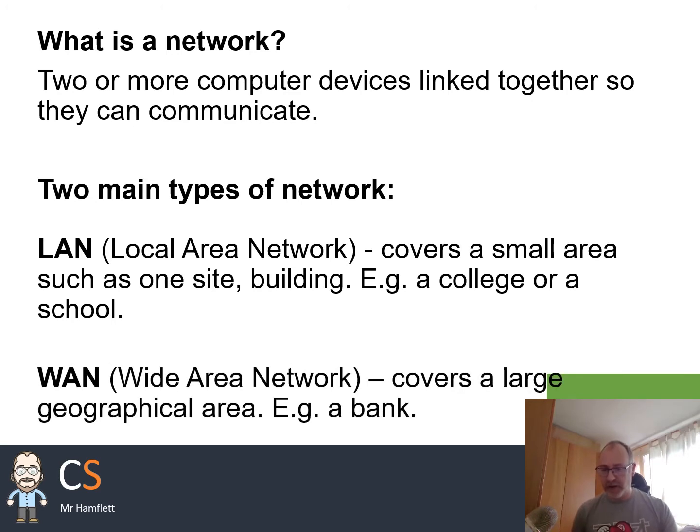A wide area network will cover a much wider area. Okay, so we might be talking the entirety of the UK, for example. And one way to really think about it is a wide area network is made up of a collection of local area networks, and we'll explore that idea later, but think of it in that way. A wide area network is made up of local area networks, and these might be different branches of a bank, for example, all connecting together to form a wider network.